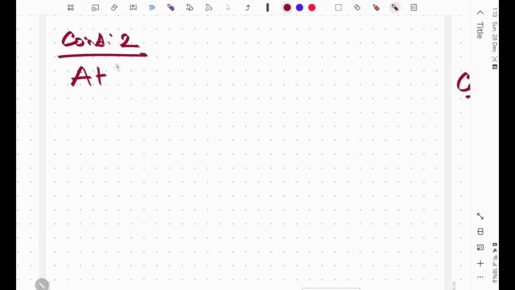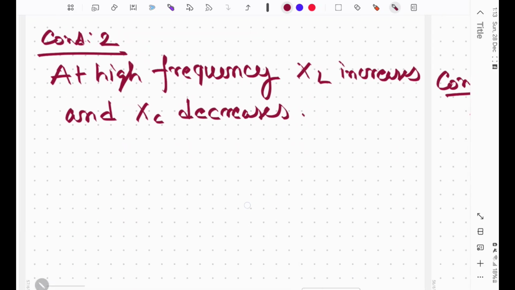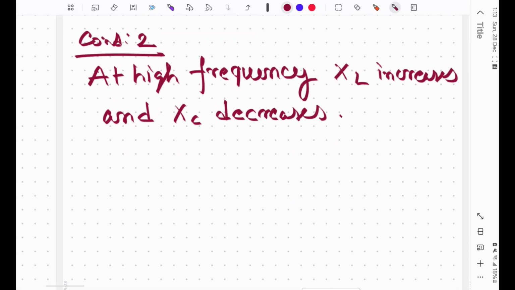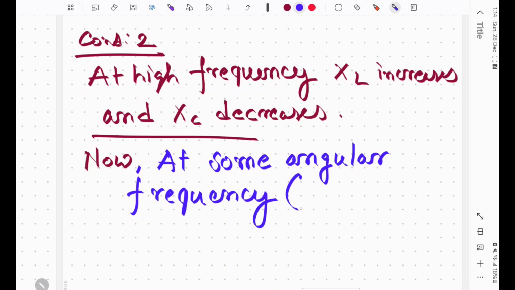In the second condition, at high frequency, XL increases and XC decreases. So at some angular frequency, that is omega r, XL is equal to XC.